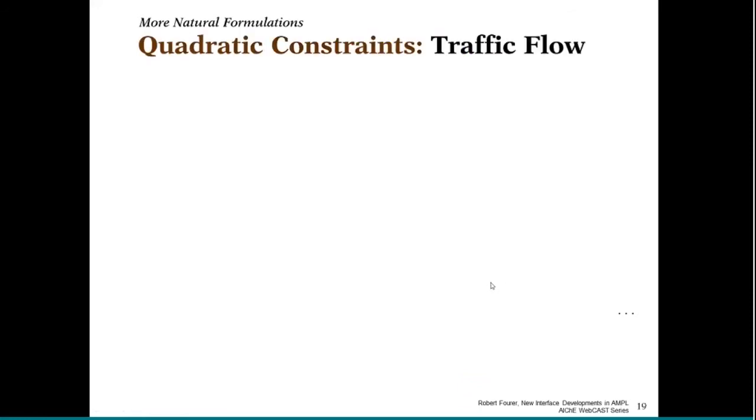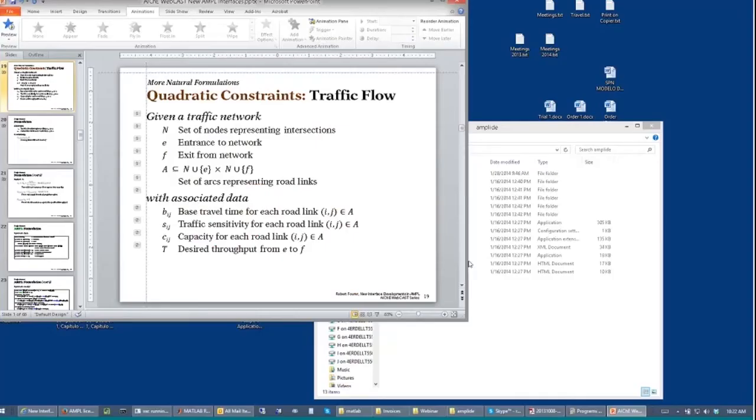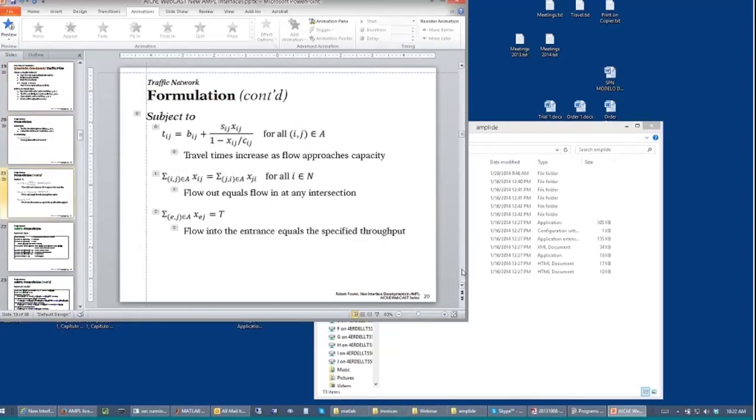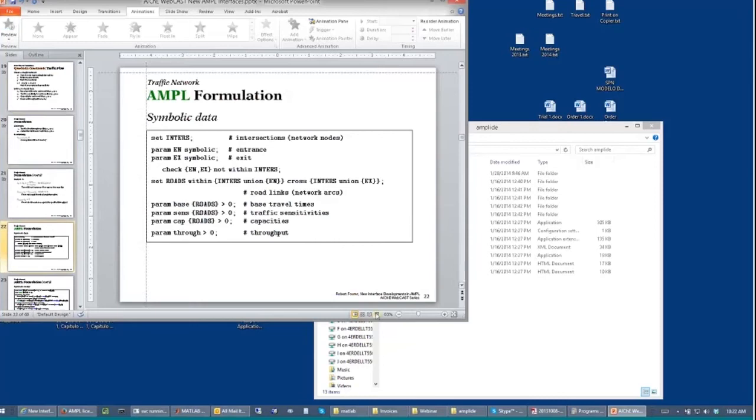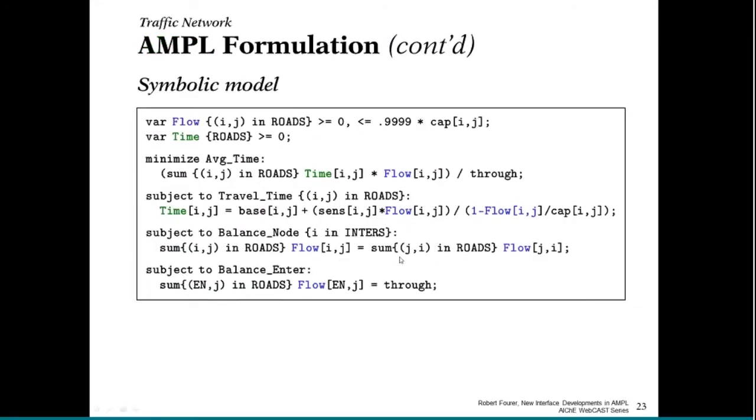And so let me briefly say, I'm going to skip a few slides here in the interest of time. I won't show the actual formulation of this traffic flow problem. I'm going to show the AMPL, and I just want to do this to show quadratic things. It has variables that are the flow in cars per minute along various roads and the travel times. And the idea is to minimize the average time to get through the network. And there's this very nonlinear constraint that relates the travel time to the flow. Basically, it blows up as the flow approaches the capacity.